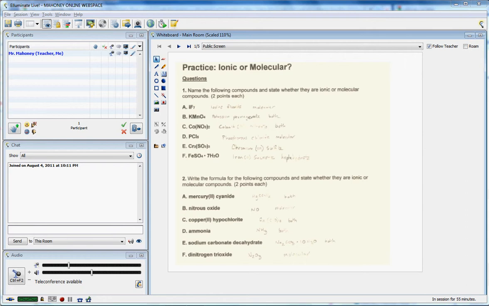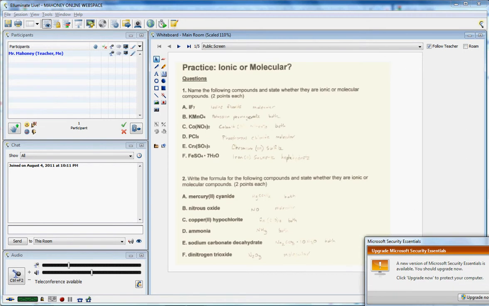Now you could have some that are both, which is a trick question that they have in some of them. So we'll go ahead and discuss that. But if it's on the right side of the periodic table, it's going to be more molecular, and those are the non-metals. If it's between a metal and a non-metal, that's going to be ionic. So hopefully that helps.